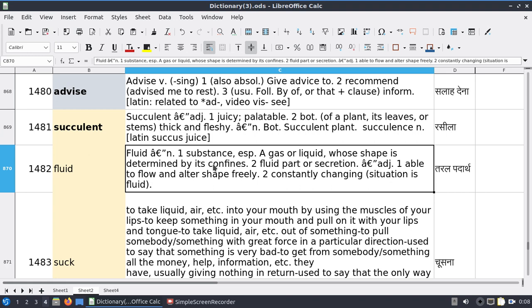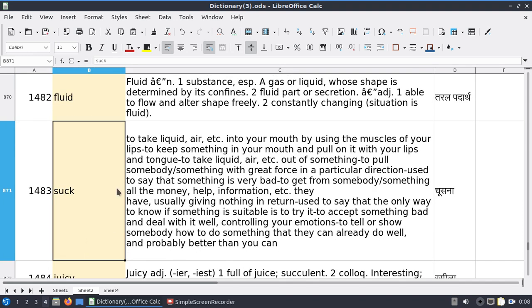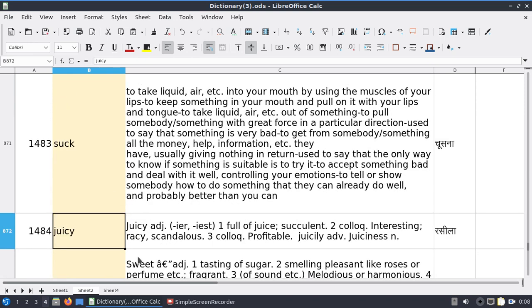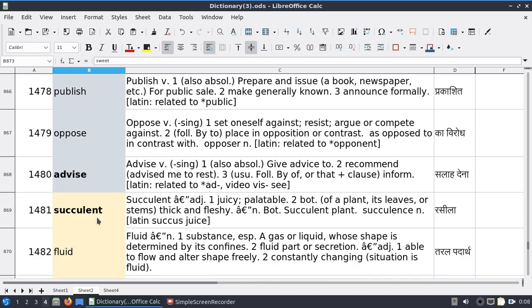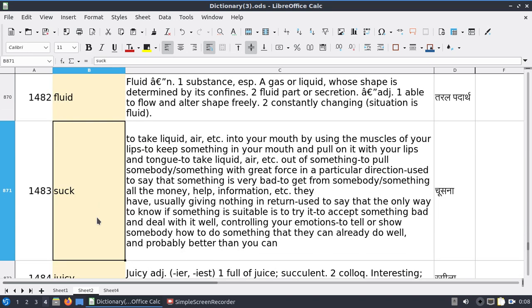Fluid, we all know what is fluid, right? It is not solid or gas. Suck is the verb to take liquid or air. That is sucking, right? Juicy. This is what we had just discussed. Full of juice. Juicy is succulent. Sweet has nothing to do with succulence, right? So sweet is something which tastes like sugar, right? So succulent is equal to juicy.